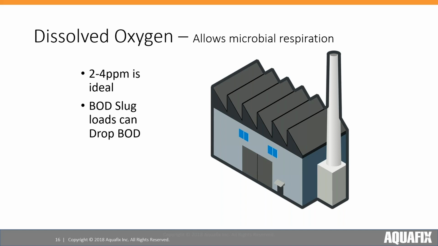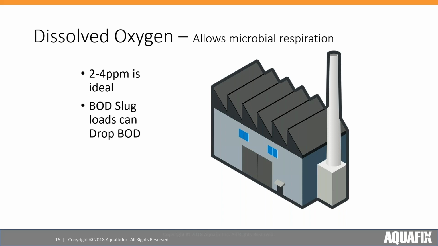The usually big controllable factor that people run into trouble with their nitrifiers is dissolved oxygen. Nitrifying bacteria are aerobic microorganisms, and they do require oxygen to respire and perform their metabolism. So generally, 2 to 4 parts per million of oxygen is considered ideal. For plants that have low oxygen, it's less common for it to be an issue with the plant design, and more commonly, it's just poorly functioning aerators. Many plants will regulate their aeration basins using a DO probe, and that's great, but sometimes the probes break or they have other issues, and you may end up with a false reading of adequate dissolved oxygen.